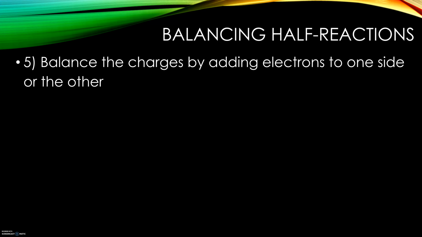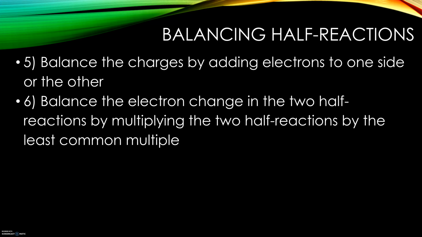All right, we'll see in the example what it means. Okay. Next step, balance the electron change in the two half reactions by multiplying the two half reactions by the least common multiple. So you're going to have your reduction reaction and your oxidation reaction, and you're going to have adjusted the charge by using electrons.